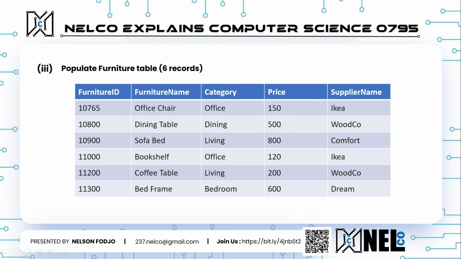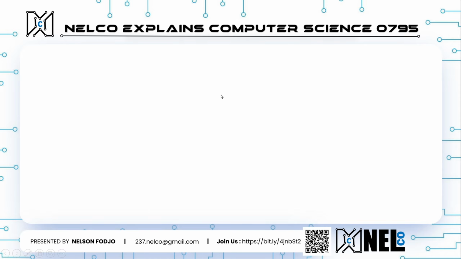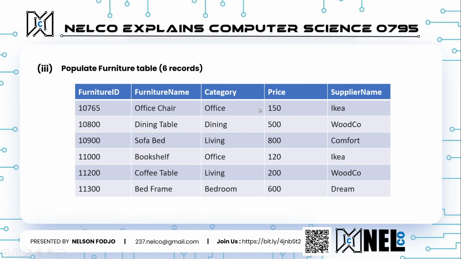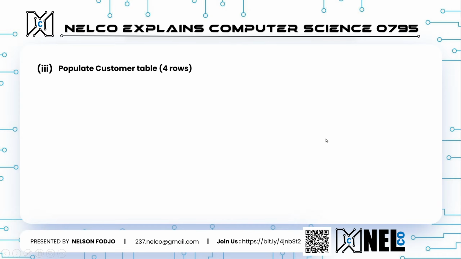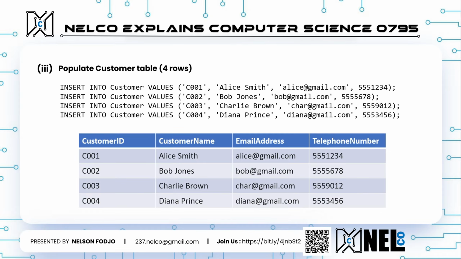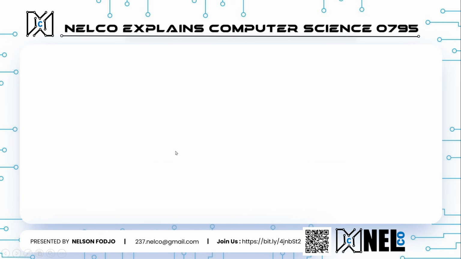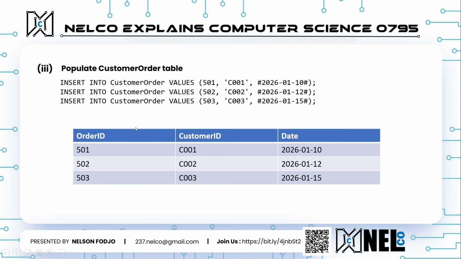Furniture name, you can see I have office chair, dining table, sofa, bed. You can see category, I have office, this is the price, I have them all, and supplier name as well. Same thing for my customer table. Here is the query, here is the table, and this is how it's going to look like at the end. Customer table, these are the values.